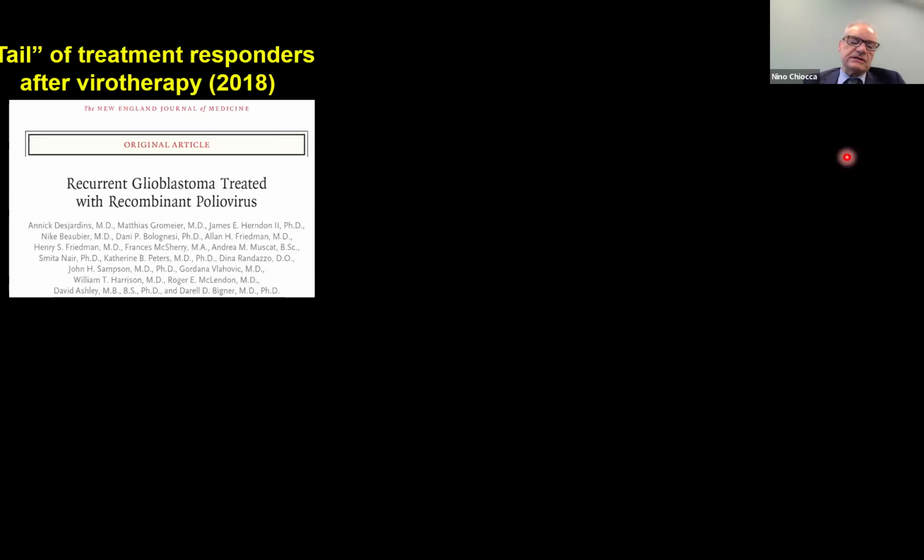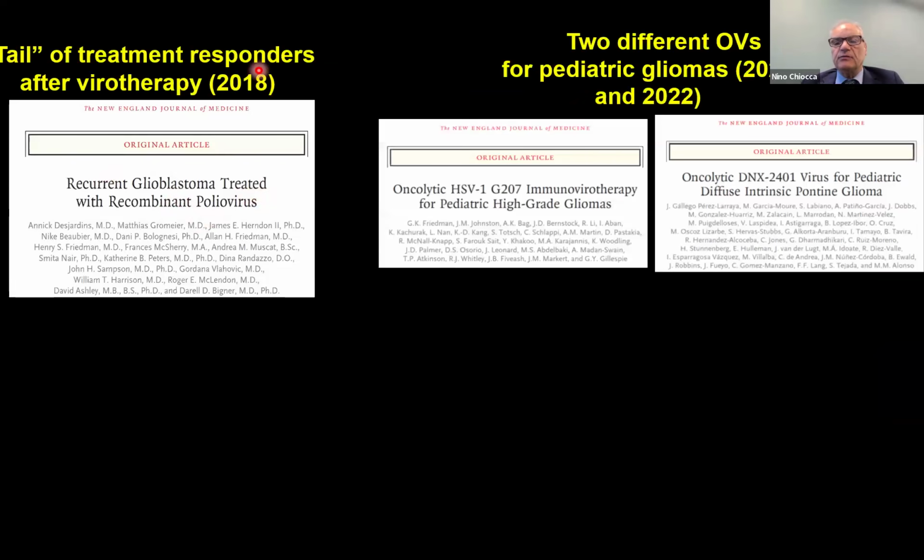So there's been a lot of interest in oncolytic viruses with a number of different papers and clinical trials. There's the relatively famous recombinant poliovirus trial that was performed at Duke, published in New England Journal of Medicine, where they saw a tail of treatment responders. And then in 2021 and 2022, there were 2 trials of 2 other different oncolytic viruses. One was a herpes simplex virus type 1. The other one was an adenovirus, and this was for pediatric tumors.